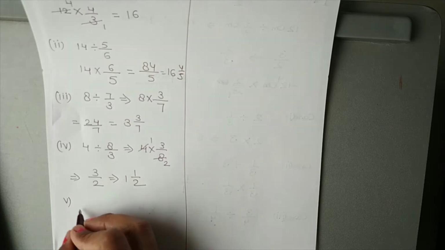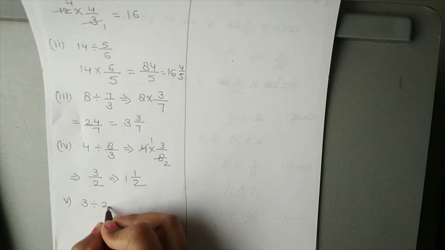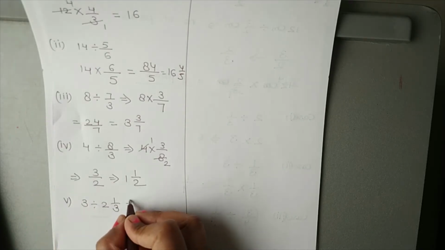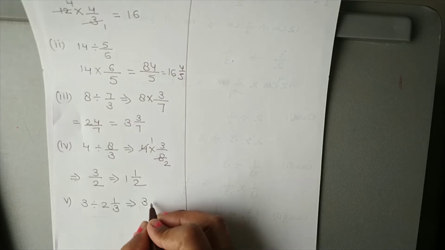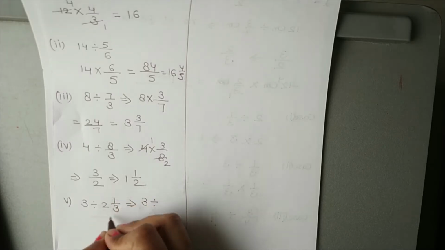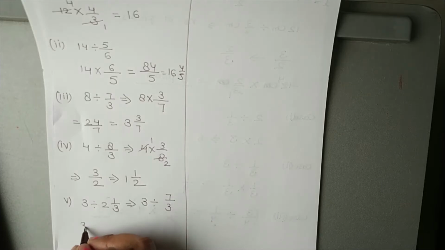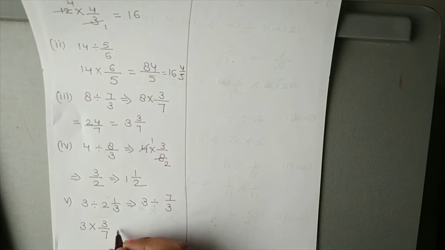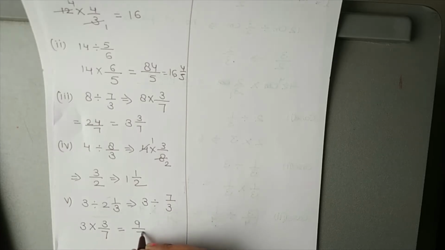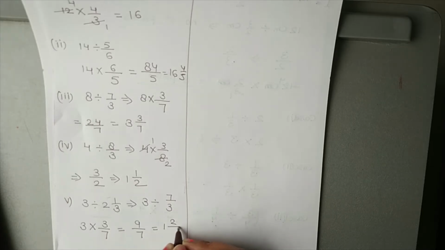Fifth one, 3 divided by 2 1 by 3. First we have to convert into improper, so it will be 7 upon 3. Then find the reciprocal of 7 by 3, that is 3 upon 7. So 3 3s are 9 upon 7, that is 1 2 upon 7.